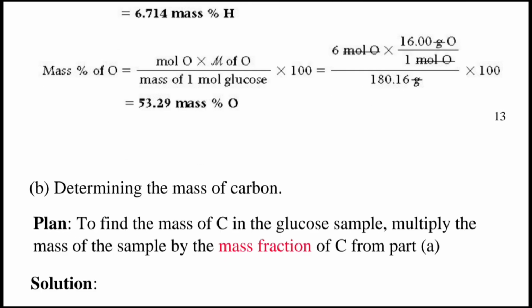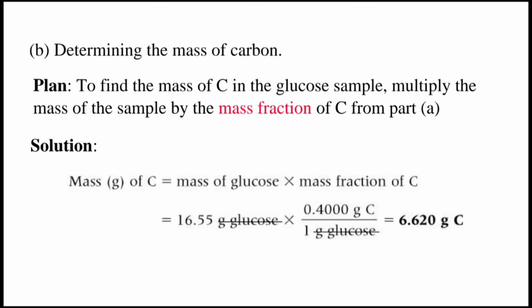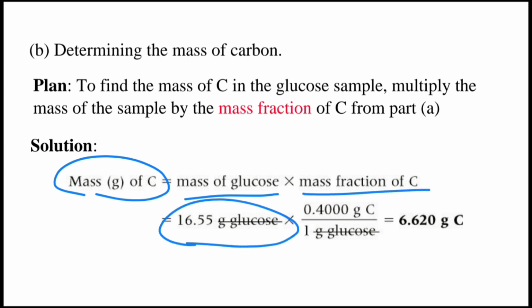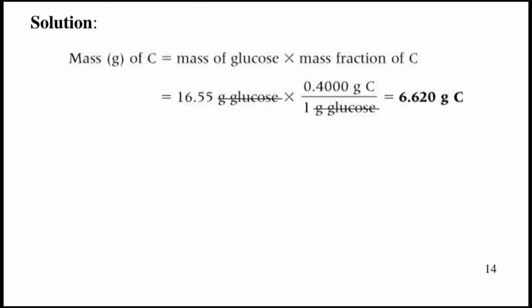Okay, determining the mass of carbon. Mass of carbon is mass of glucose times fraction of carbon. Mass of glucose is 16.5. This is the second part. Okay, 16.5 gram in the second question. The mass fraction of carbon we found earlier, 0.4, and we will get this amount of carbon.